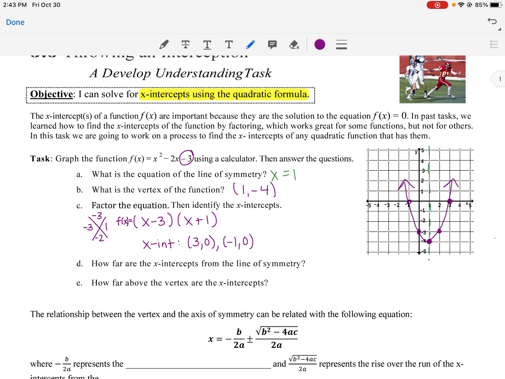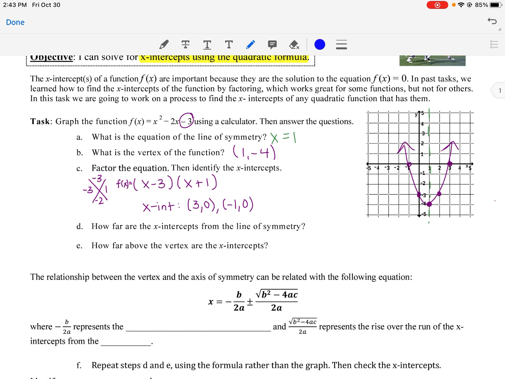Okay, so now we're going to ask some follow-up questions, and this is kind of new to us. We first ask, how far are the x-intercepts from the line of symmetry? So here's our line of symmetry. I'm going right 2, or I can go left 2. So they're 2 away, both left and right of the axis of symmetry. Okay, and then how far above the vertex are the x-intercepts? Let's count: 1, 2, 3, 4. The x-intercepts are 4 above the vertex.